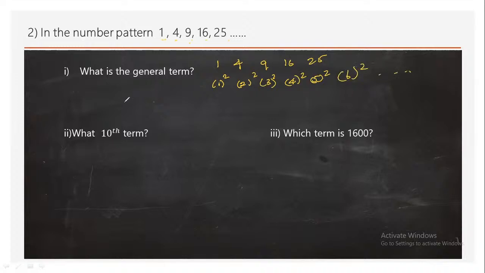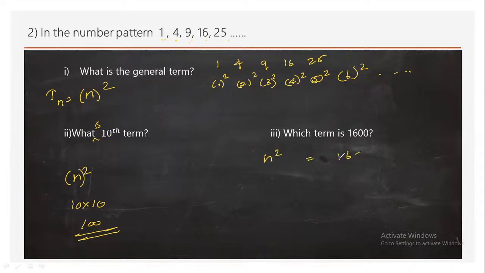So you already know the general term is n squared. Tn equals n squared. What is the 10th term? n squared, so the 10th term is 10 times 10, 100. Which term is 1600? n squared equals 1600. Then you can write n equals the square root of 1600.